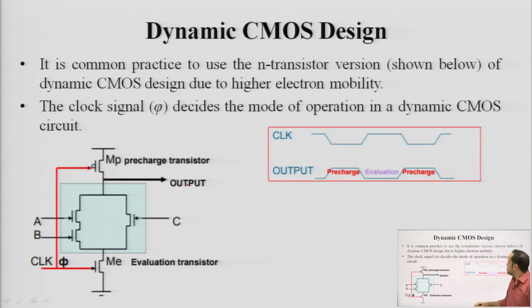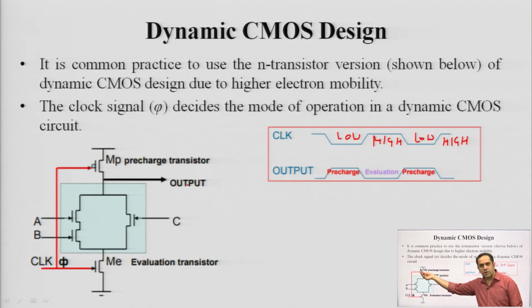Okay. So, when the clock is in this phase, right, when the clock is low, this is where your clock is low and this is where clock is high. Okay. So, this is alternating between low and high logic levels. Okay. When the clock is low, your PMOS turns on because its threshold voltage is either 0 or negative basically. So, whenever the clock goes low, your PMOS becomes active.